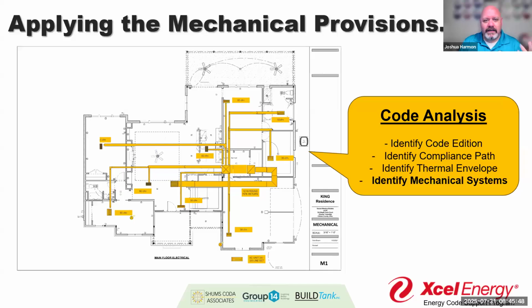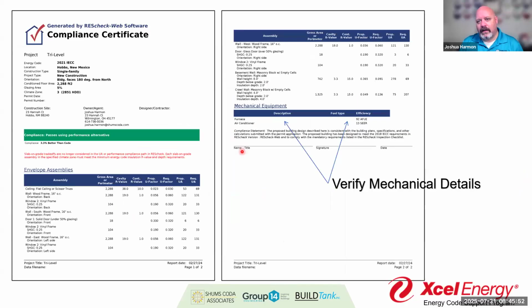Why do I care about all that? Because it affects my mechanical system, right? In COMcheck and REScheck, you can list the mechanical equipment, but this is just listing it. It doesn't evaluate anything. COMcheck's the same way, right?